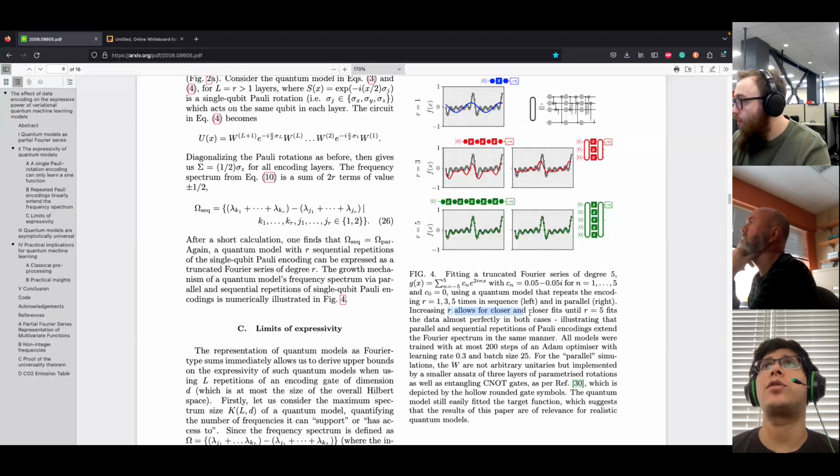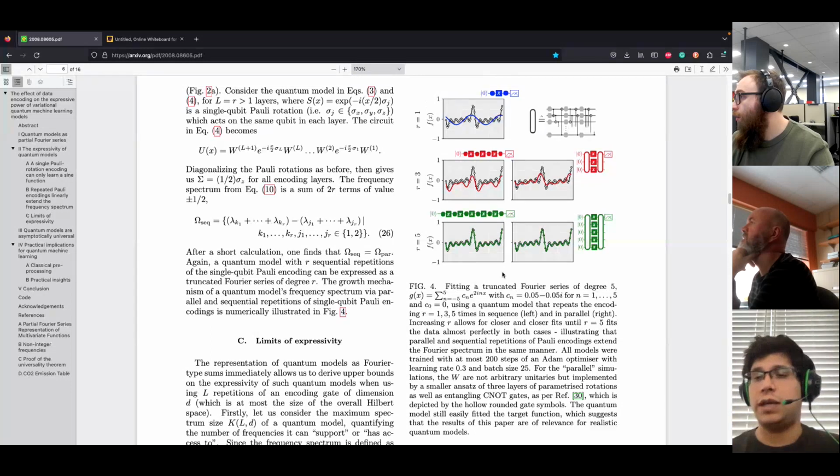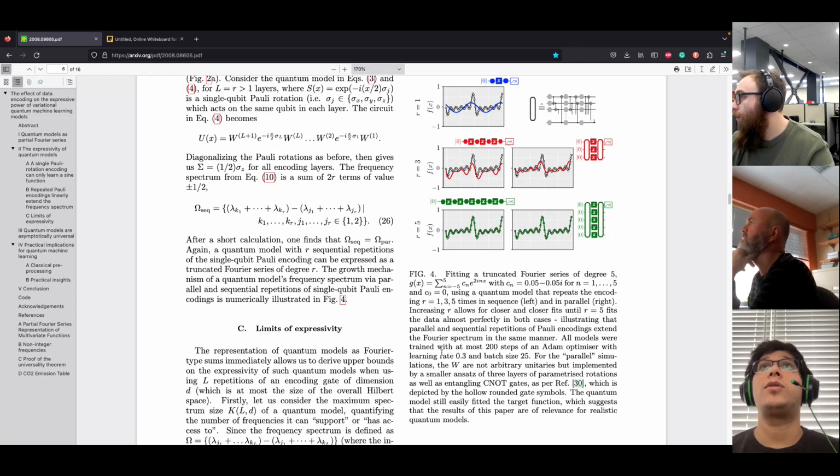Increasing R allows for closer and closer fits until R equals 5, which fits the data almost perfectly in both cases, illustrating that parallel and sequential repetitions of Pauli encodings extend the Fourier spectrum in the same manner. Extending the Fourier spectrum means that you can fit more complicated curves, roughly speaking. All models were trained with at most 200 steps of an Adam optimizer. These are just details for the training.